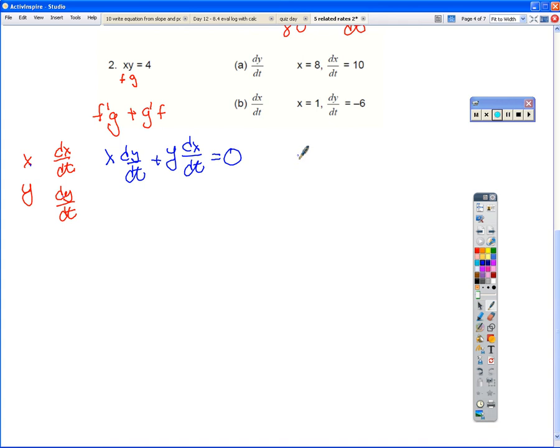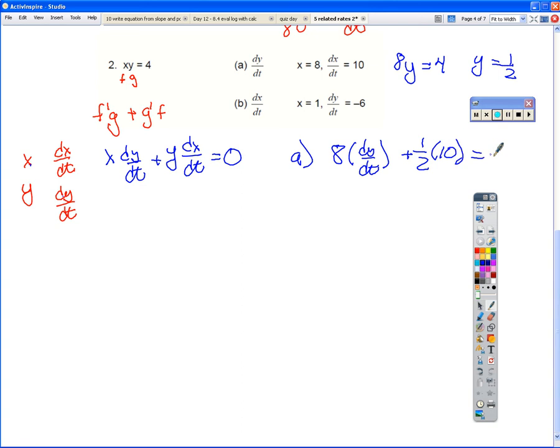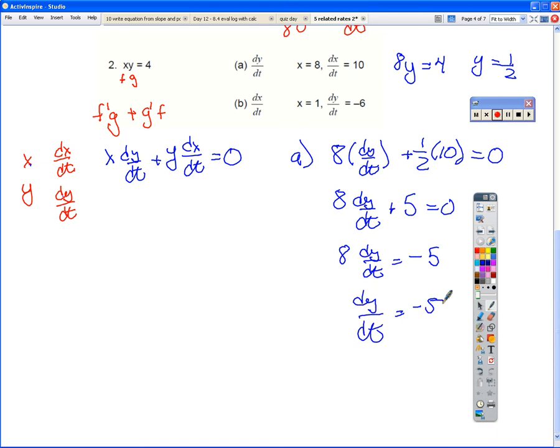So now to answer A, x is 8. I need to find dy/dt. If x is 8, we've got 8 times y is 4. So y is 1/2 for part A, times 10. Okay, so let's simplify this. I'm going to subtract the 5 to the other side, and then divide by 8. So it's minus 5, divide by 8.